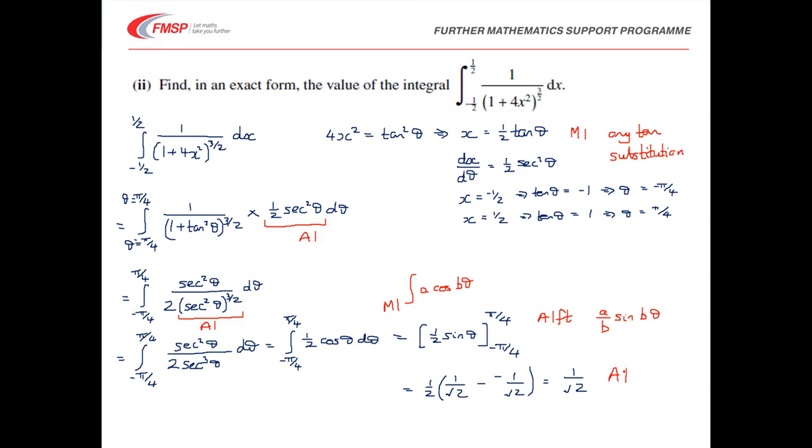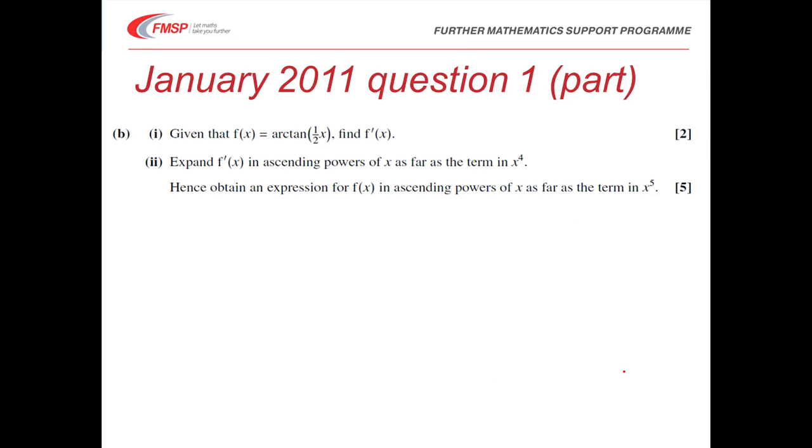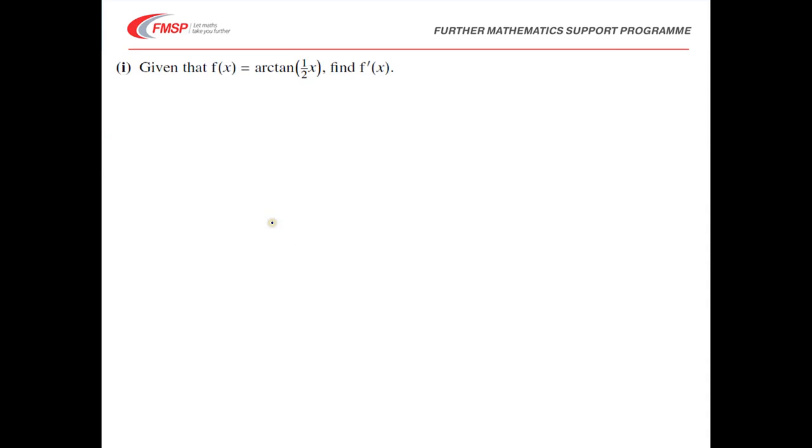Now, neither of those two questions had anything on Maclaurin series, so we're going to do part of another question to make sure that we've covered everything. So I've got f of x is arctan of a half x, I've got to find f dashed of x. I've then got to expand f dashed in ascending powers as far as x to the 4. And then hence, and it's important that I do it hence by using the previous expansion, integrating to get f of x up to the power x to the 5. Remember, layout is the key for these.